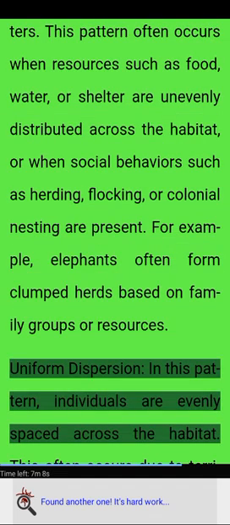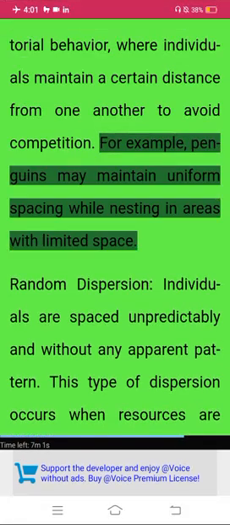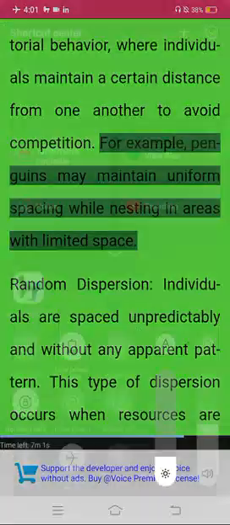Uniform dispersion. In this pattern, individuals are evenly spaced across the habitat. This often occurs due to territorial behavior, where individuals maintain a certain distance from one another to avoid competition. For example, penguins may maintain uniform spacing while nesting in areas with limited space.